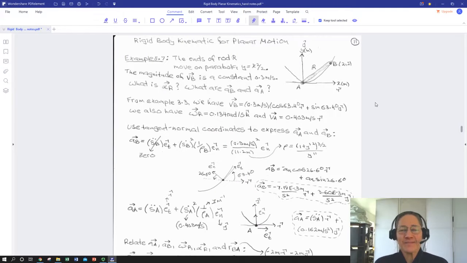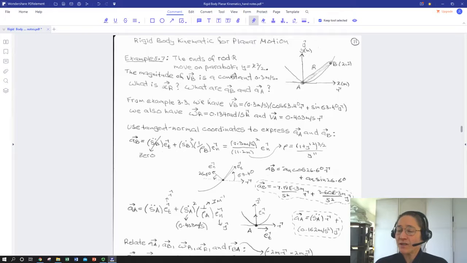Okay. Let's try another problem where we've got maybe some curvilinear things, and maybe we're going to have a rigid body that has some more rotational motion. So we've got a rod and it's moving on a parabola y equals x squared over 2. This is a problem that we looked at in a previous lecture in terms of relating velocities of B and A. So we're going to expand on that and say, okay, great.